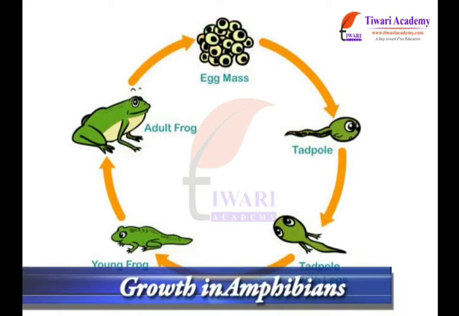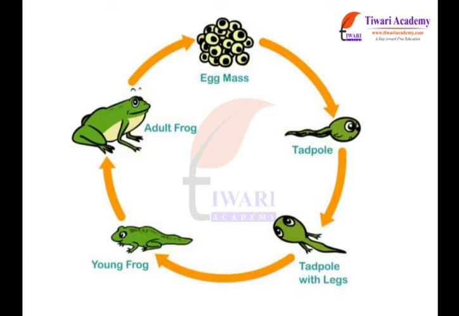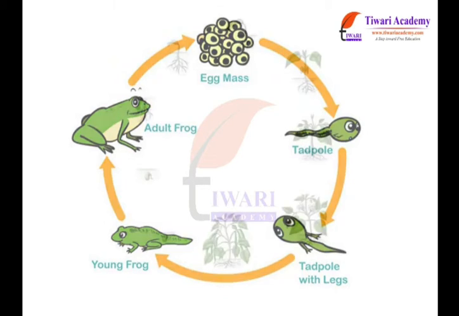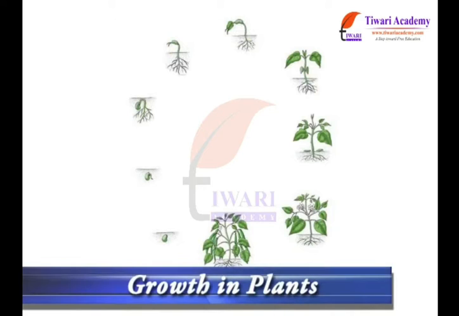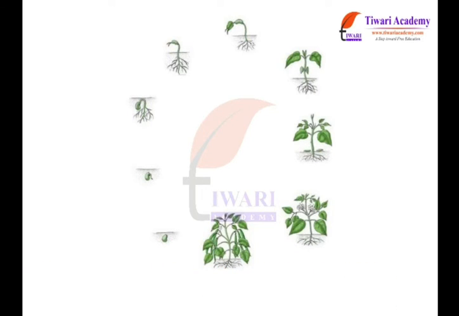Growth in amphibians. Frogs, amphibians also lay eggs. Tadpoles come out of it, which then grow up to an adult frog. Growth in plants. Plants also grow in size from sapling to big tree.